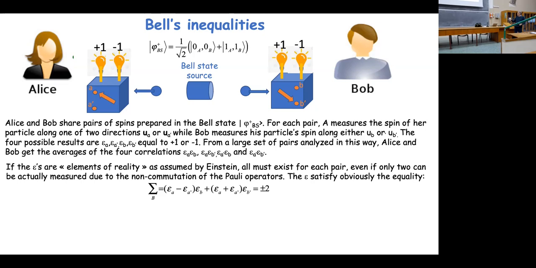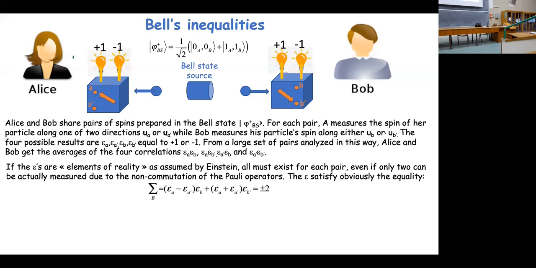Either epsilon A is equal to epsilon A prime, so this is 0 and this is plus or minus 2, or this is plus or minus 2 and this is 0. There is no other possibility. And so if you multiply 0 or 2 by 1 or minus 1, you get again 0 or 2. So the result is that this sum is equal to plus 2 or minus 2.